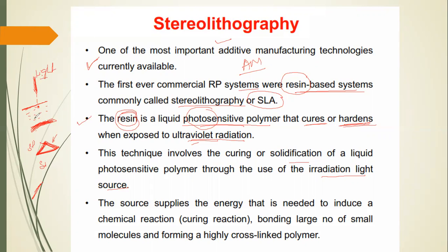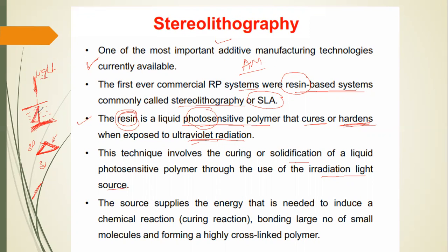Whenever the energy falls on the photosensitive resin, the heat, the energy obtained from the light, is used by the resin. The resin absorbs that energy and undergoes a chemical reaction, converting into a solid. Bonding takes place among the molecules of the resin. The free molecules adhere one by one, in the required shape.